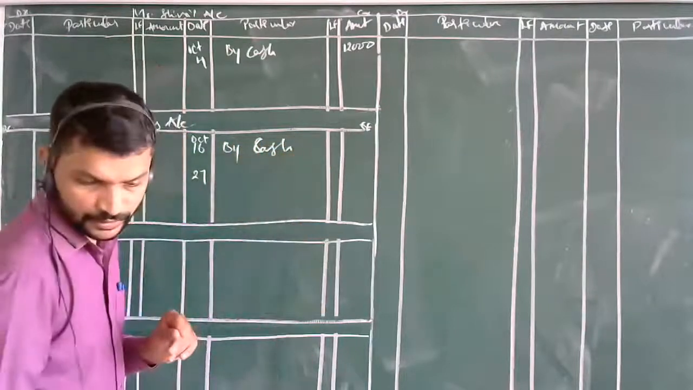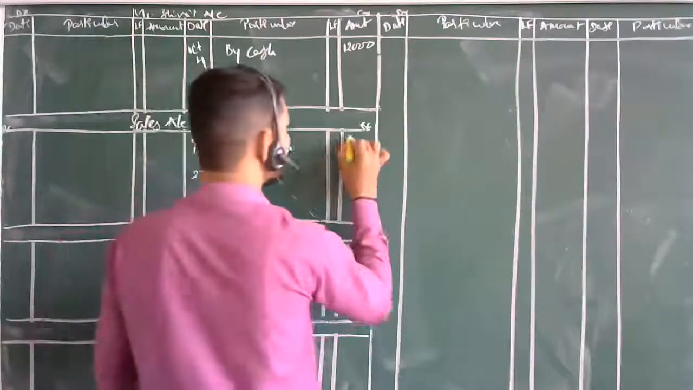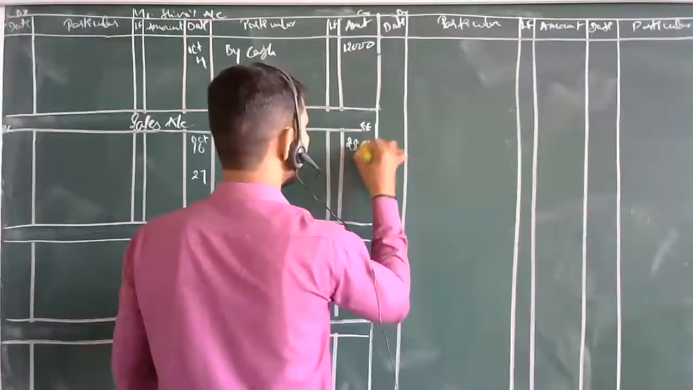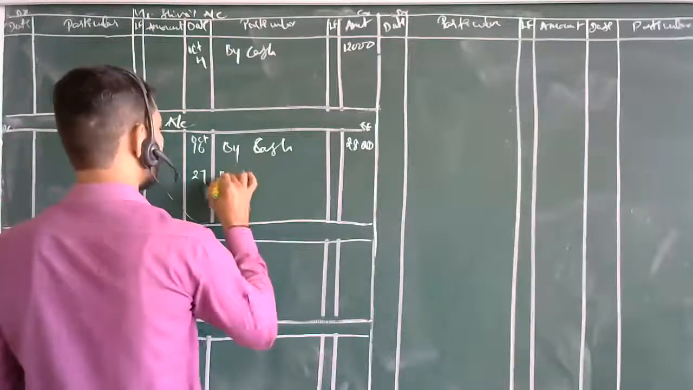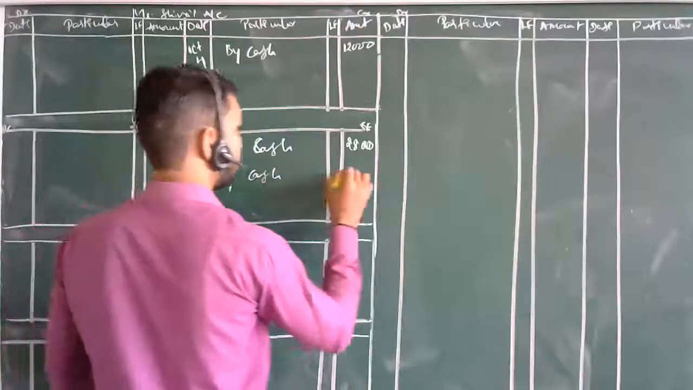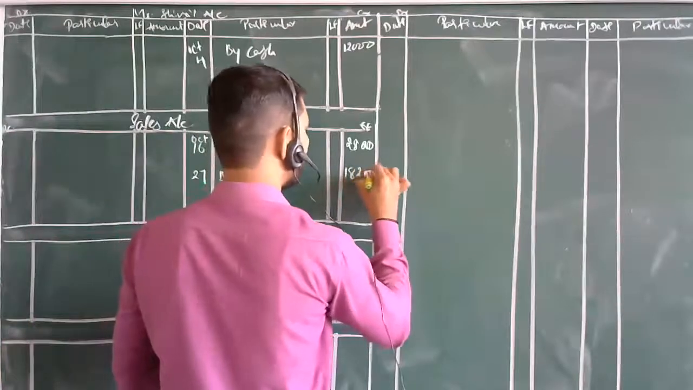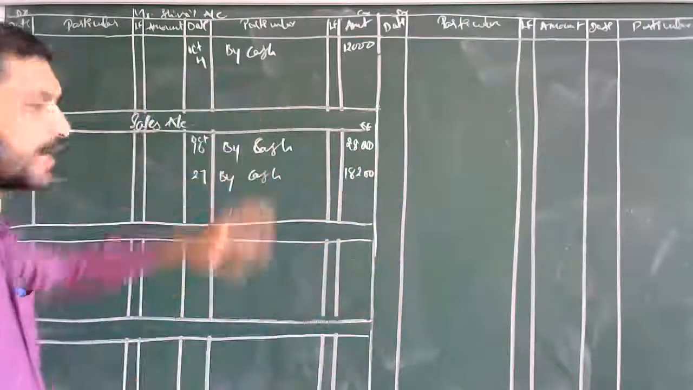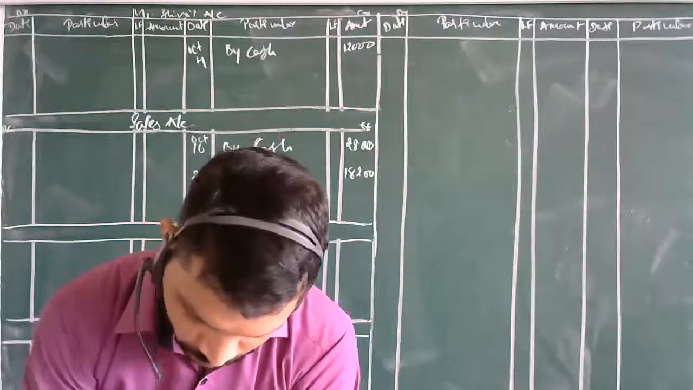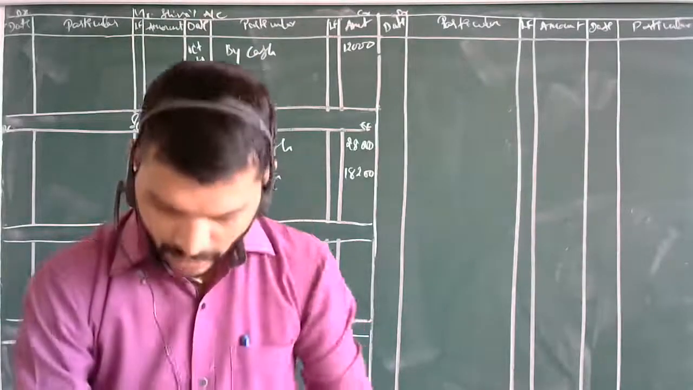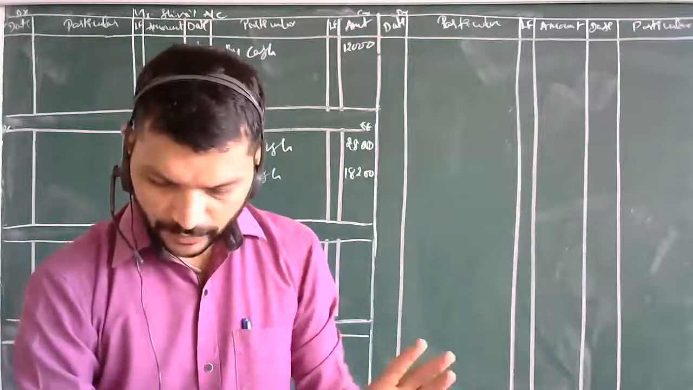How much? The first one's value is 28,000. And the 27th value is how much? 18,200. So all the entries regarding the debtor side of your cash book got over. See, Shiva's account got over, then the sales account, both of the entries got over.